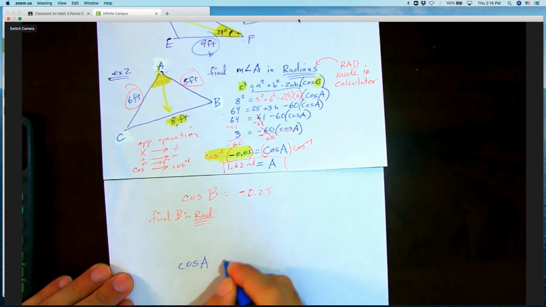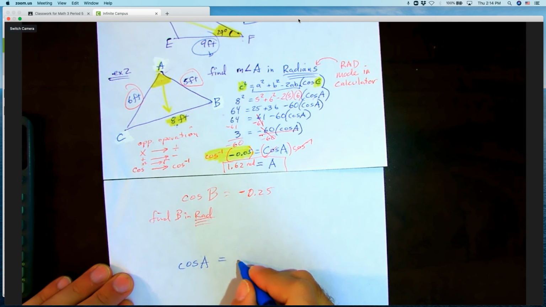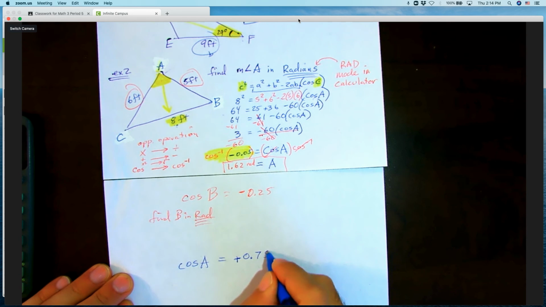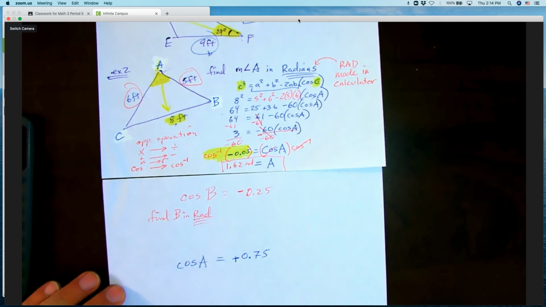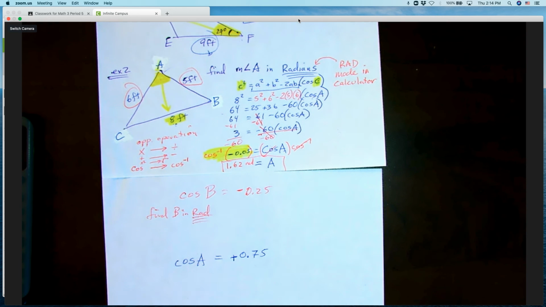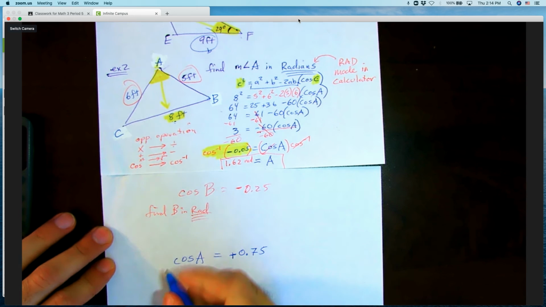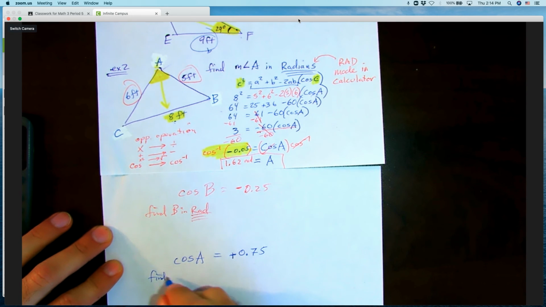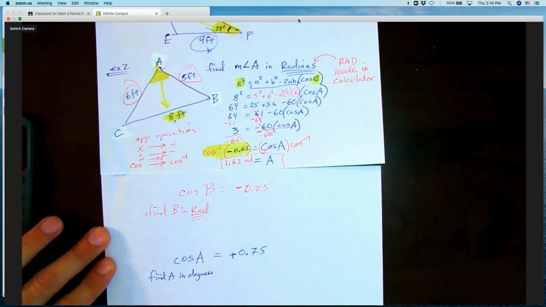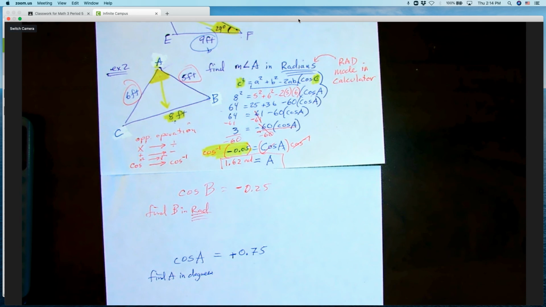Cosine A is equal to positive 0.75. Okay. So how about this? I want you to try to solve for B in radians. And then I want you to solve for this. Find A in degrees. Okay. So we'll do radians and then we'll do degrees.